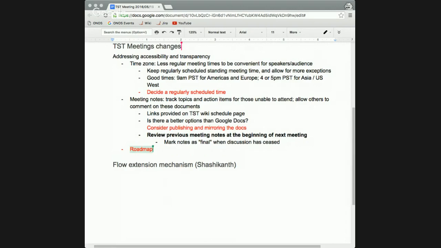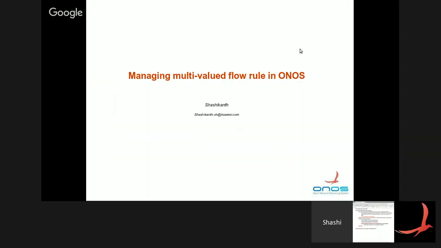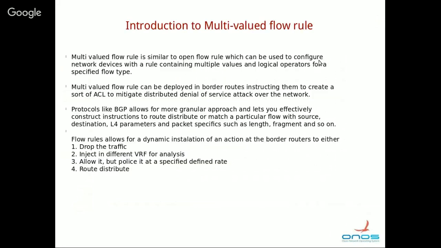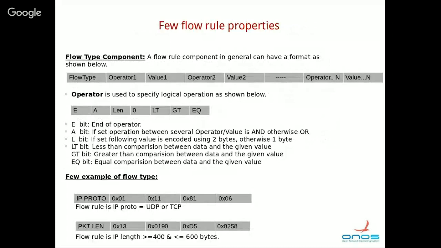Yes. I wanted to discuss supporting multi-valued flow types in ONOS. This is similar to an OpenFlow rule, where OpenFlow supports only a single value, but multi-valued flow types can take multiple values for a flow type with logical operators. The format is a flow type containing an operator and a value, where each operator tells what kind of logical operation can be done on the previous value.